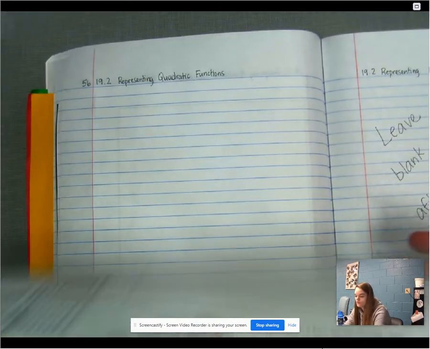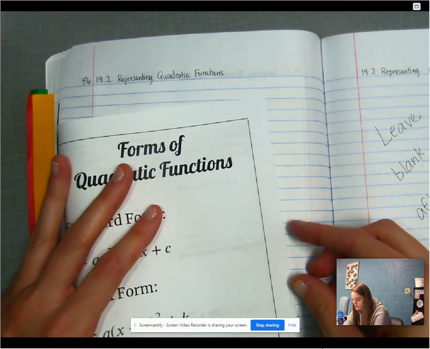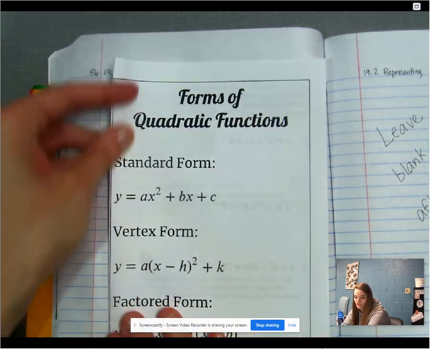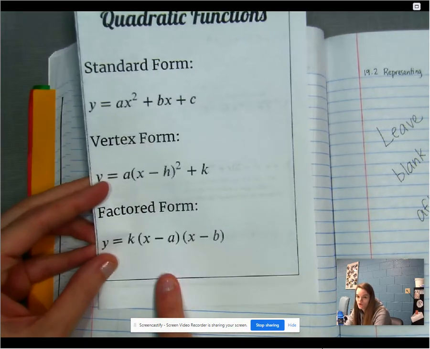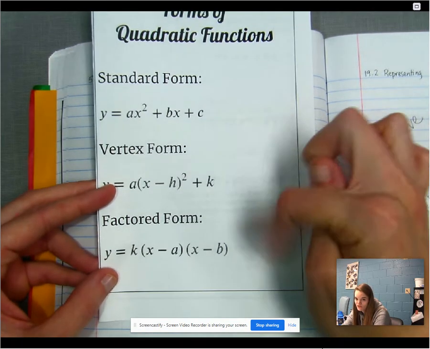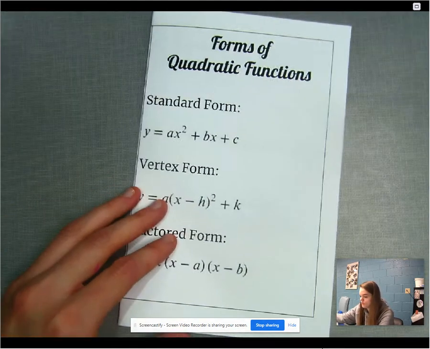Otherwise now, on 56 we're putting the foldable that is in these notes. So we're going to fold that in half. We're going to talk about forms of quadratic functions. We're going to talk about standard and vertex today. Factored form is what we will talk about on page 57. That's why we're leaving it blank. We want this, but we're leaving this blank, okay? Put my notebook to the side so we can do this foldable.